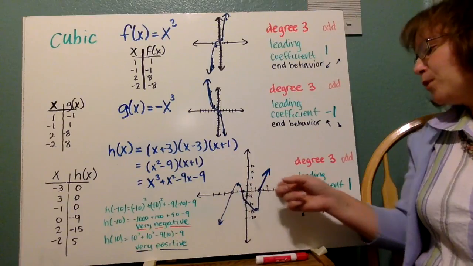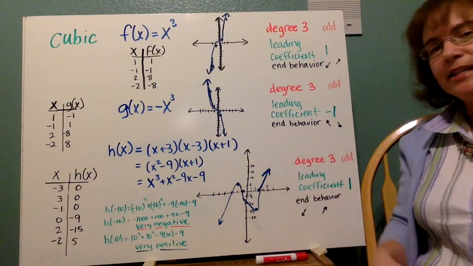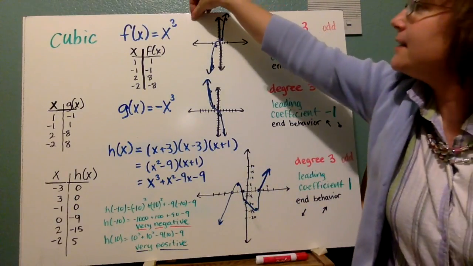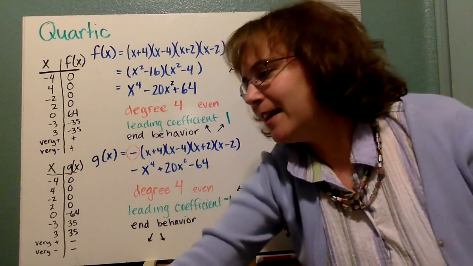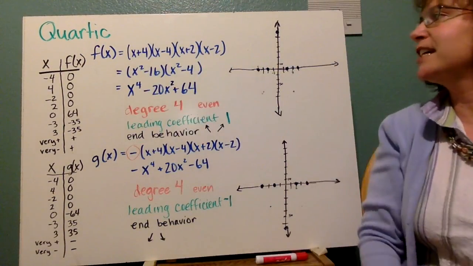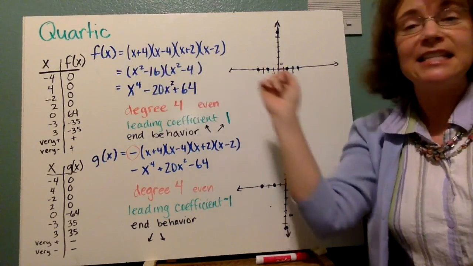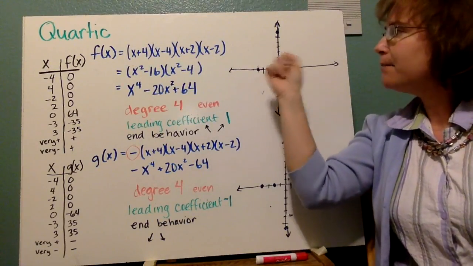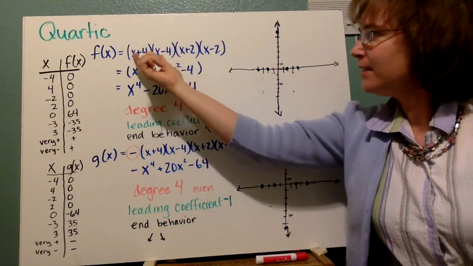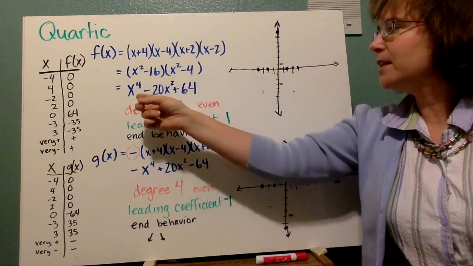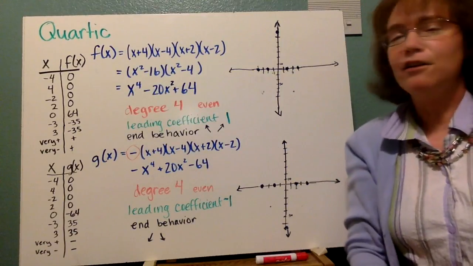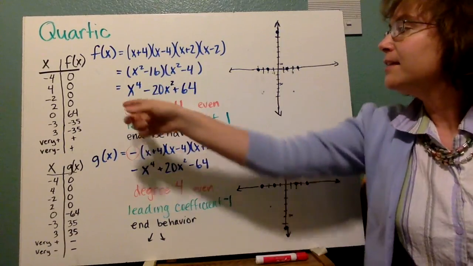As I get more and more positive on the x, my y gets more and more positive. Now let's take a look at even more complicated, strange things, our quartic. So I did the same thing. This is factored form, plotted my roots right here. These are difference of squares right here. And then I went ahead and distributed, and I have my degree 4 polynomial in standard form.